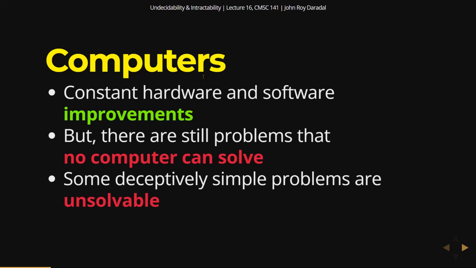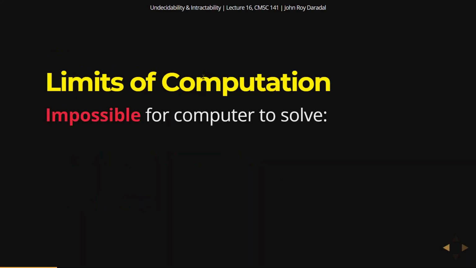Some deceptively simple problems are unsolvable for a computer. So what are these problems? There are some problems that are impossible for a computer to solve, like appreciating the beauty of a painting. Humans can do that, they can appreciate the beauty of a painting, but to a computer, a picture is basically just a bunch of zeros and ones. It's just a bunch of numbers, a bunch of pixels. So it can't appreciate the beauty of a painting.